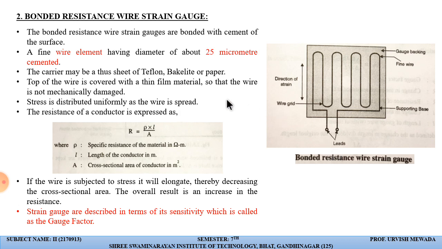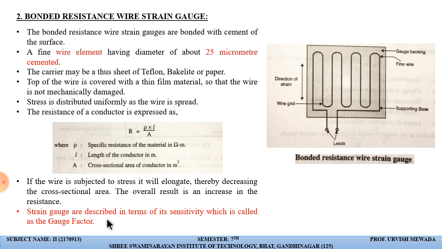The resistance of the conductor is, as we generally know, R = ρL/A. As we apply the strain, the length of the conductor will change, so the resistance will change. Rho is the specific resistance of the material. What do you mean by specific resistance? If we take a cube of 1 meter by 1 meter by 1 meter, whatever resistance is offered by that material is called the specific resistance of that material. L is the length of the conductor, and A is the cross sectional area.